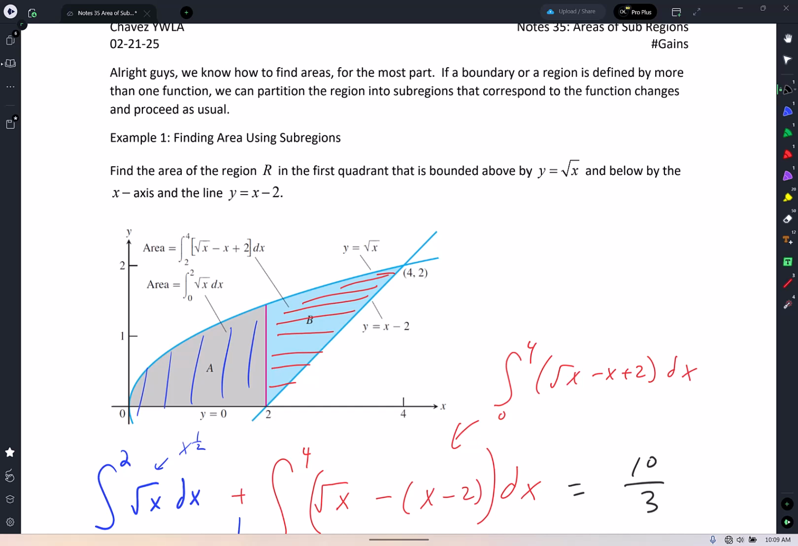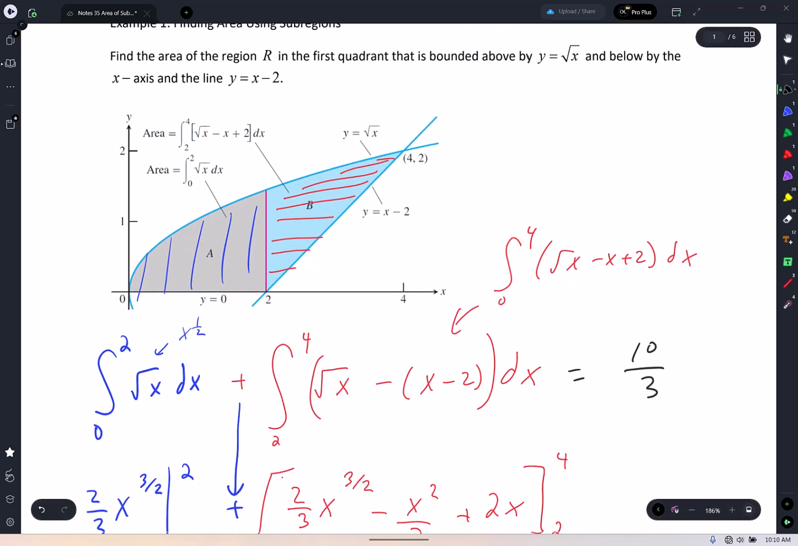I'll say it again. Yeah, guys, I color coded this. This is not my illustration, but the stuff in blue is this integral in blue. The shaded region in red is this integral in red, and then I just added them. Does that make sense? Okay.